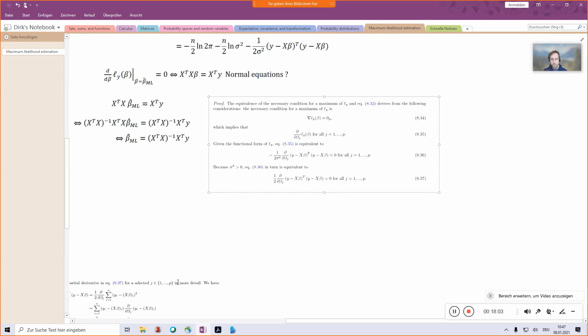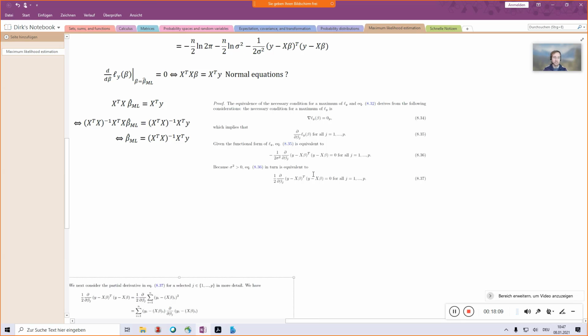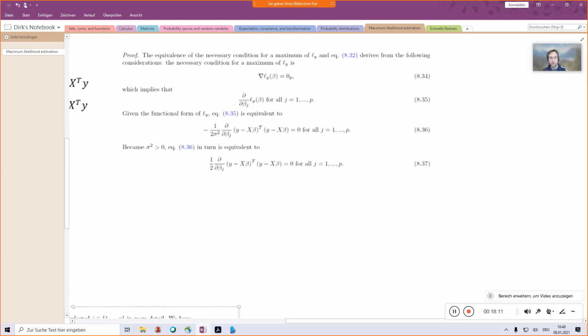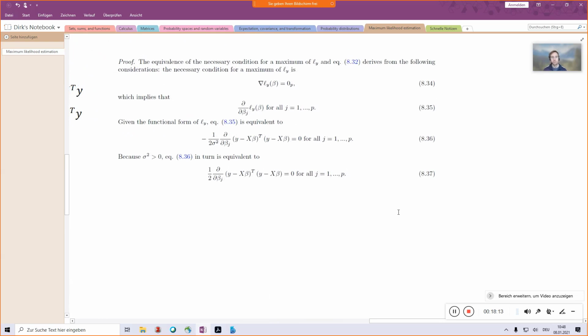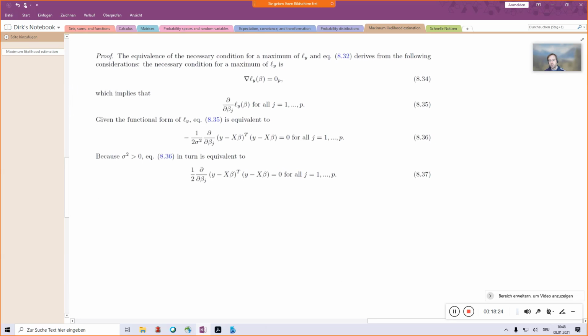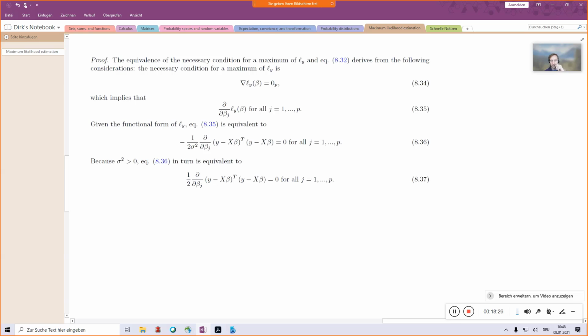So this follows as follows. If one doesn't want to use matrix differential calculus, then one can see this as follows. First of all, we need to realize that we have a log likelihood function that is a function of a vector. So we have a multivariate real-valued function, and of course the first derivative of this is a gradient.